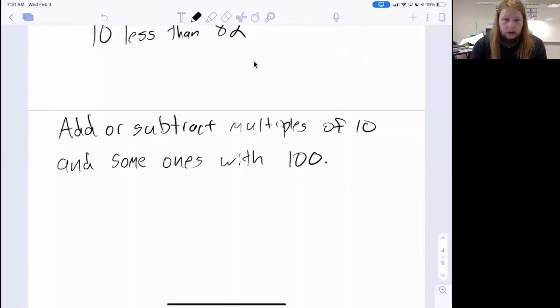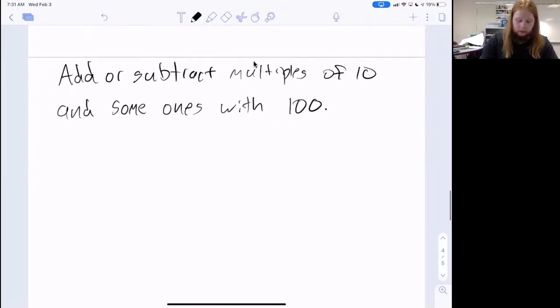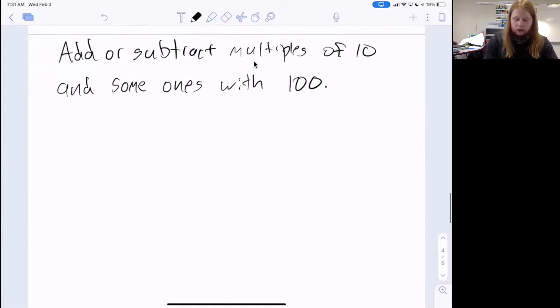Okay, so our goal is we're adding and subtracting multiples of 10 and some ones with 100. So I want to show you guys that compensation strategy that we were talking about on Tuesday. For Module 2, Lesson 4, we're going to look at a number like 17 minus 9, and we're going to try to figure out what that equals. Now, 17 minus 9 is a perfectly valid way to solve a problem, and I have no problem with it. But can we make it a little easier on ourselves? Well, I'm going to show you how.